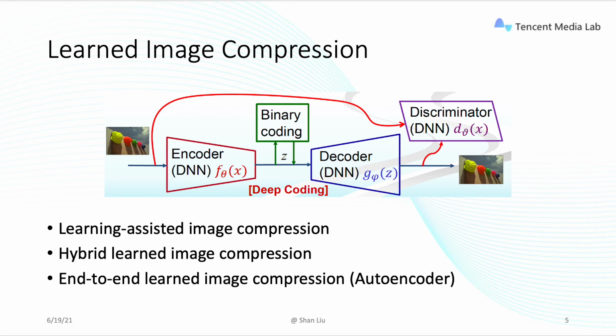And the second category is the hybrid learning-based image compression, where the conventional image compression framework is used, but some or all of the components are replaced by learning-based methods. And the third one is the end-to-end learning-based image compression, in which the backbone of the image compression system is learning-based or a neural network. Nowadays, when we say learning-based image compression, we usually talk about the end-to-end scheme, which is also the focus of today's talk.